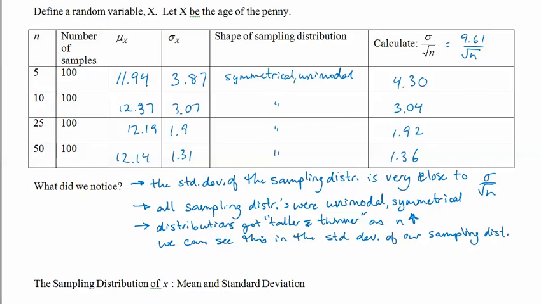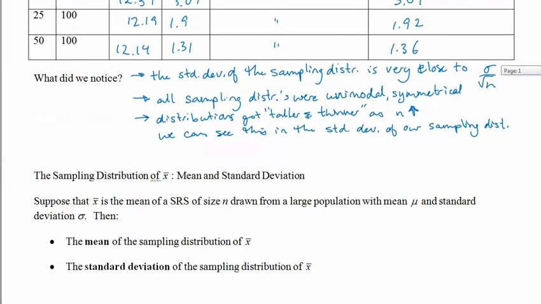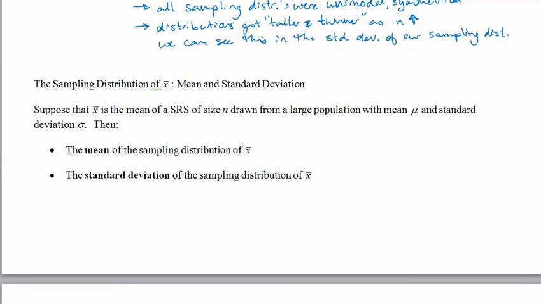Okay, so going down a bit, the sampling distribution of the sample mean is what we're looking at now. Suppose that x bar is the mean of an SRS of size n drawn from a large population with mean mu and standard deviation sigma. Then the mean of x bar is equal to the mean of the population.